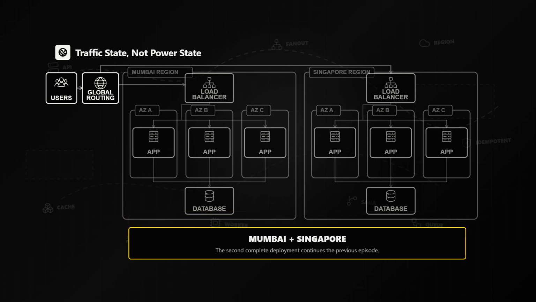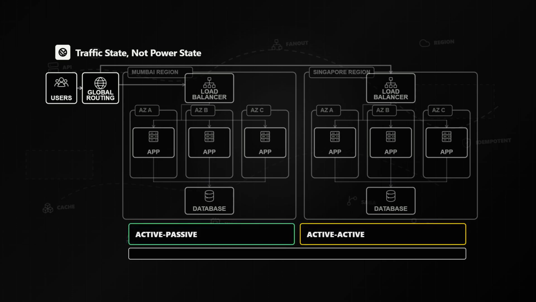In the previous episode, FoodDash expanded from a multi-AZ deployment in Mumbai to a second deployment in Singapore. Now we must decide how both regions operate during normal conditions. This is the difference between active-passive and active-active multi-region architecture. These names describe traffic and responsibility, not whether machines are powered on.